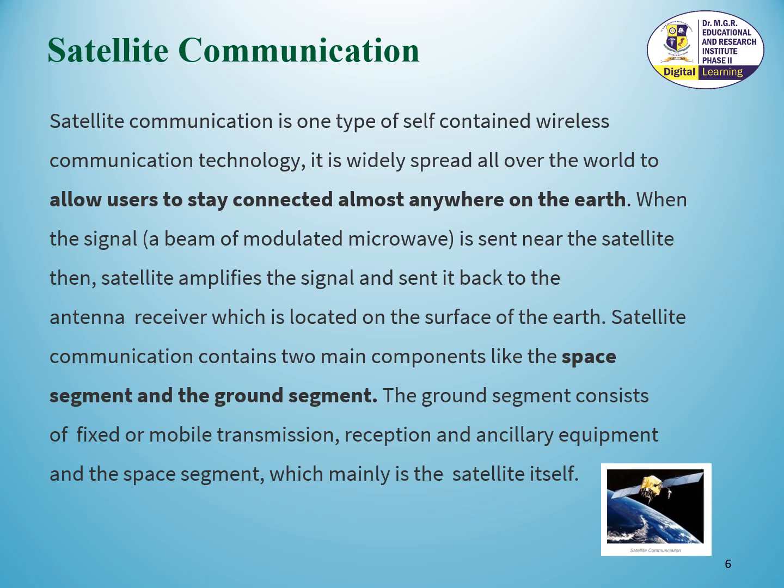You have a dish antenna on your terrace, which has a transmitter and receiver unit that receives the signals from the satellite, and that antenna is located on the surface of the earth. Satellite communication has two important components: one is the space segment, and the other is the ground segment. The ground segment has all the equipment, something like fixed or mobile transmission and reception, as well as some ancillary equipment. The space segment indicates the satellite itself. So it has two important segments: a space segment and a ground segment.